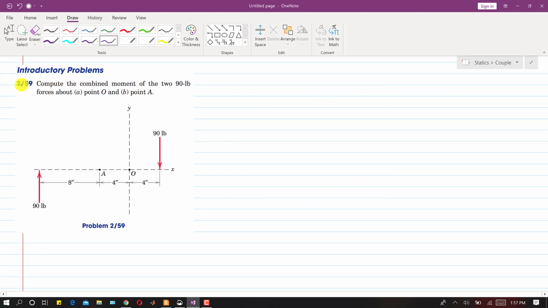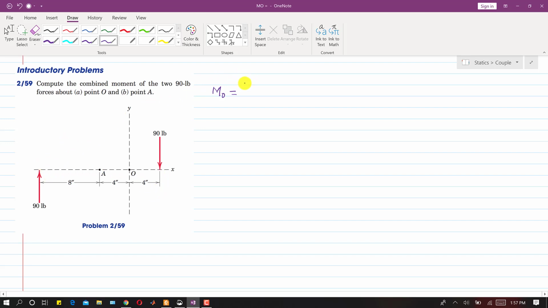Next we are going to solve problem 259. In this problem it says to compute the combined moment of the two 90 pound forces about point O and point A. So we will first find the moment about point O. As we can see, this force is producing clockwise moment. This is also producing clockwise moment.